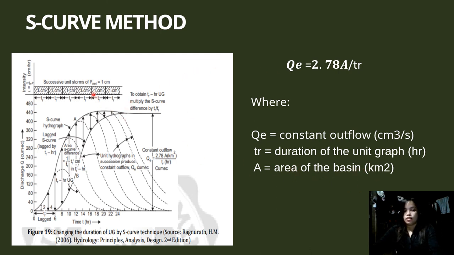So here is the S-curve method. Here are the rainfall intensities, with successive unit storms of 1 cm. This figure shows changing the duration of the UG by the S-curve technique. And this is the formula for the constant outflow, QE is equal to 2.78 A over TR. Here is the discharge from 0 to 480, and here is the time. So this is the S-curve method.